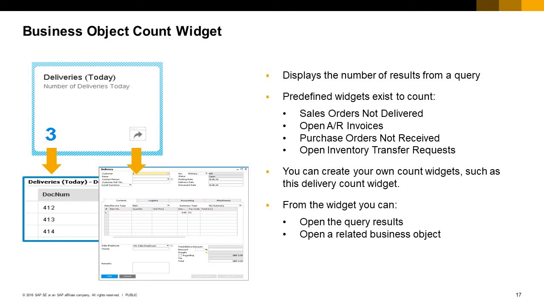this graphic. From the count widget you can open the detailed results of the query to see more details, as well as open the window for a related business object. In this case we can see the number of deliveries created today, open a list of those deliveries or the delivery note window.